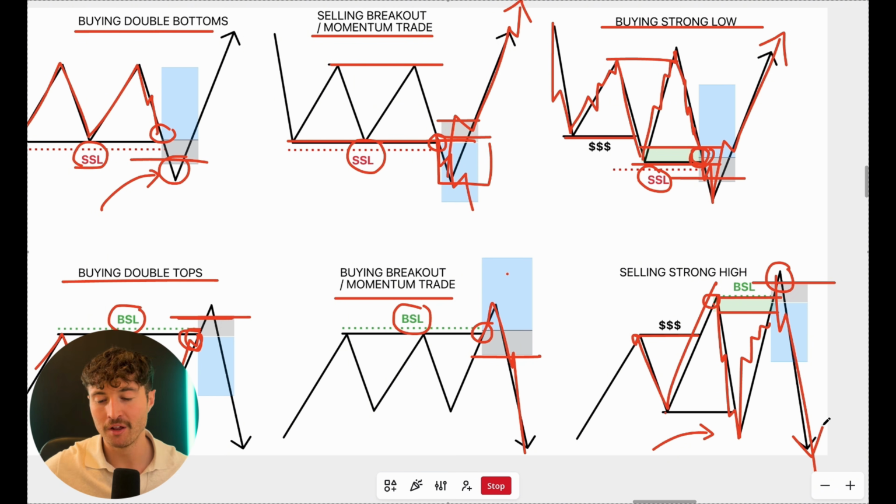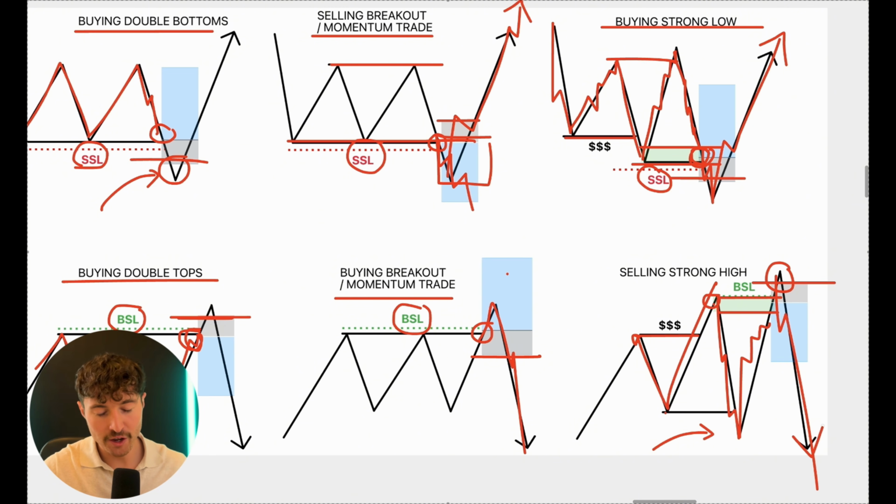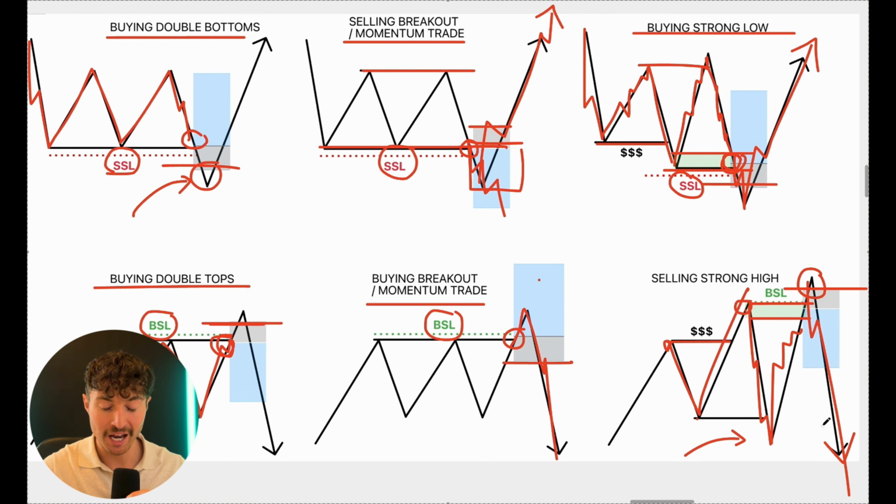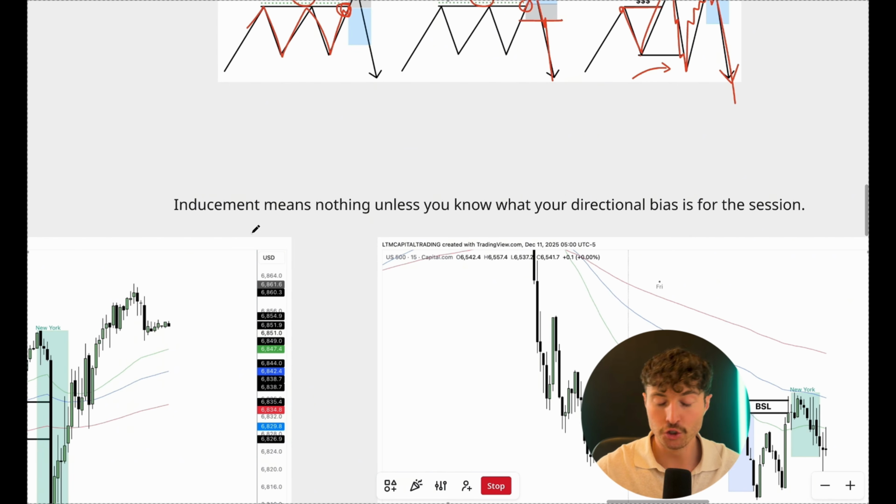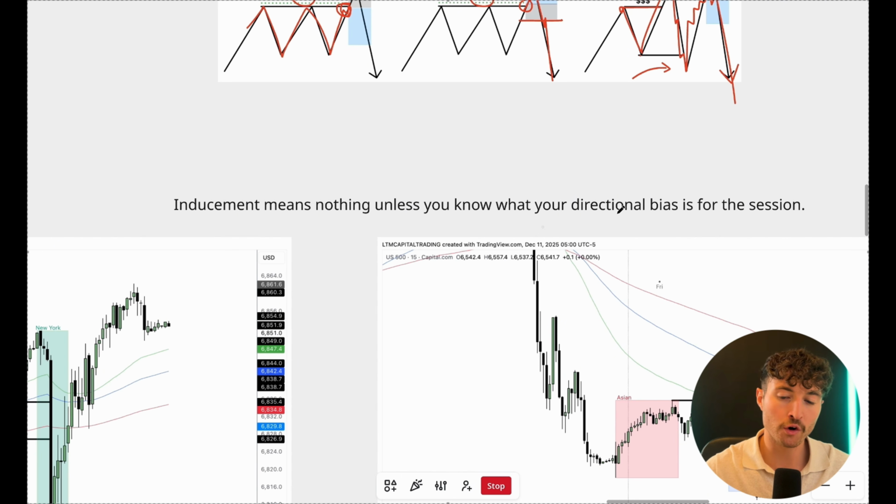And remember, the whole goal here is understanding where retail are going wrong in the market. They are trading retail concepts, and that is why they're being induced into the market. Institutions are using this inducement in order to position themselves into the market because they know that they have someone on the other side of the trade that can provide that liquidity to them. Not just another person, right? But thousands and millions of traders. But inducement means nothing unless you know what your directional bias is for the session.